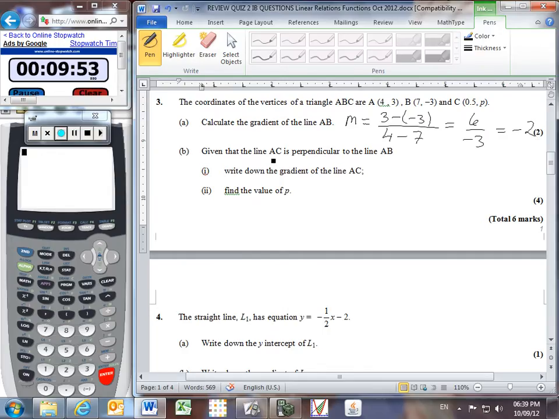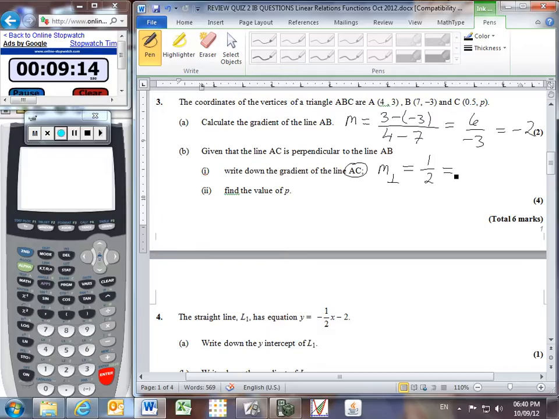They've given us that the line AC is perpendicular to the line AB, which of course means that its slope is the negative reciprocal. And so this perpendicular slope will be positive, because the other one was negative, and the reciprocal, 1/2. And we need to find the value of p, which is the y-coordinate of this third point. We know that the slope AC, the perpendicular one, is 1/2.